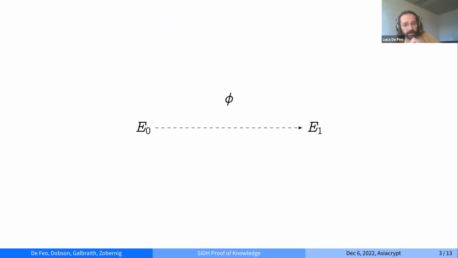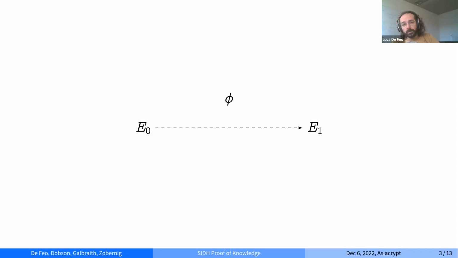So again, here is my problem. I have two elliptic curves, E0, E1, and an isogeny phi between them, which I will draw as dashed to signify that this isogeny is secret. It's the witness to my NP relation. And my goal is to provide a proof of knowledge of this isogeny. Everything I'm going to describe are going to be sigma protocols, so I guess I don't need to define details. There will be a prover, a verifier, and they will exchange a few messages. And in the end, the verifier will be convinced or not.